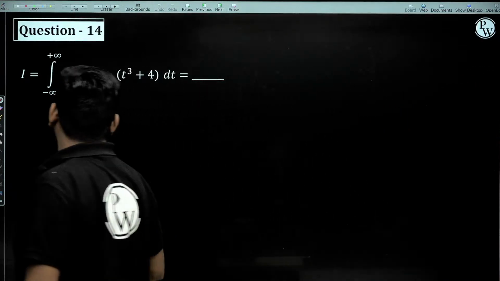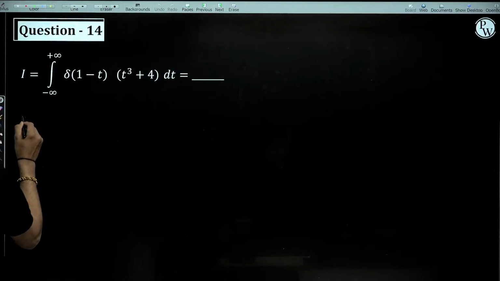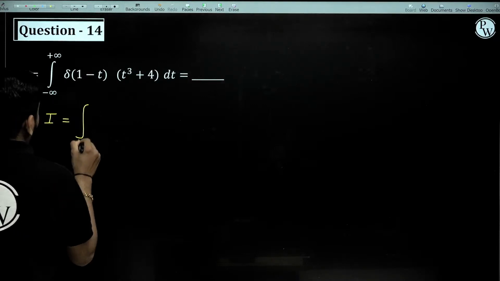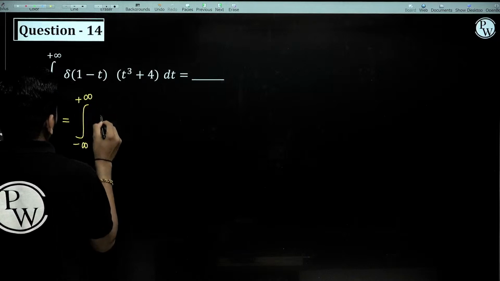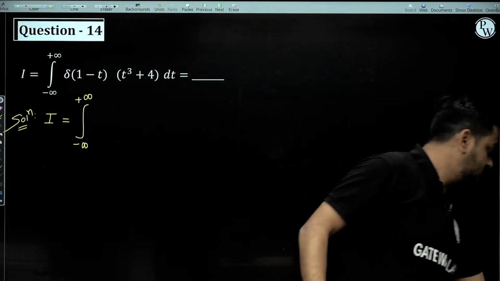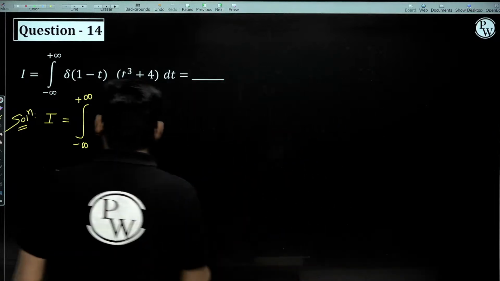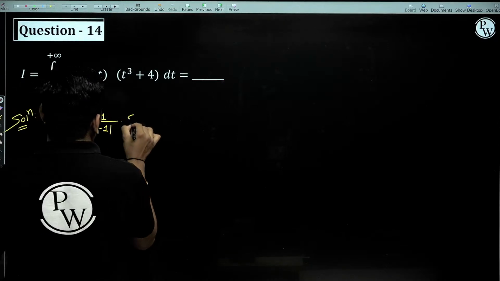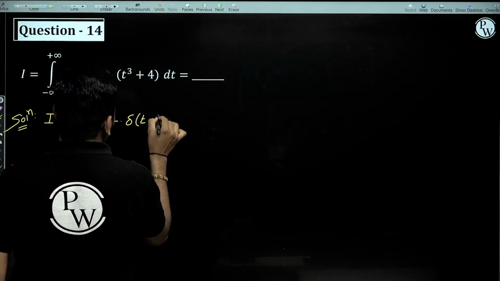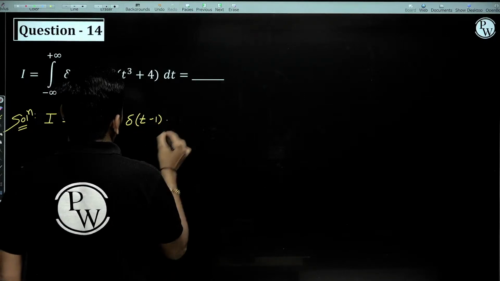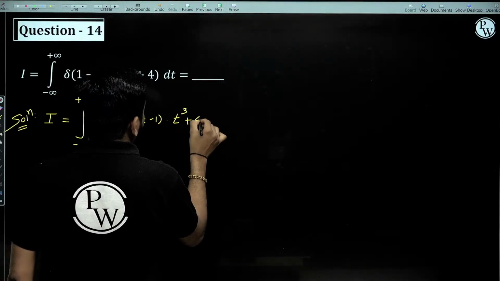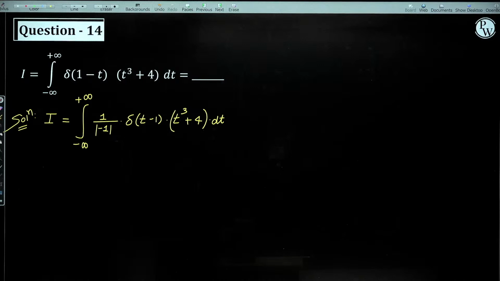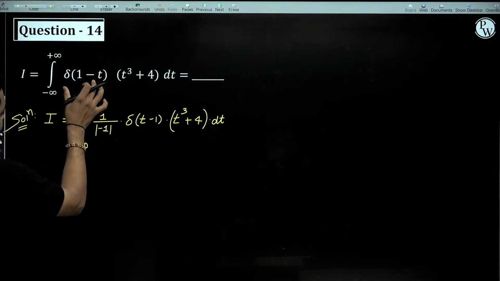Tell me what should be the correct answer. Again, -1 scaling factor you have to take common. So integral I, integration minus infinite to plus infinite, -1 scaling factor, 1 upon mod -1, del t minus 1 into t cube plus 4 dt. Correct? So I have taken -1 common. Sorry, let us take -1 common, guys.